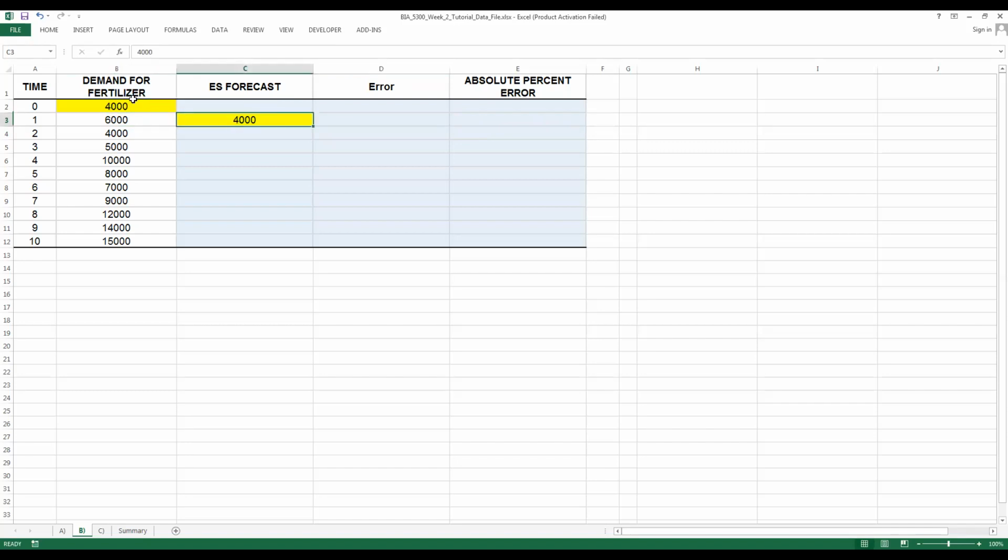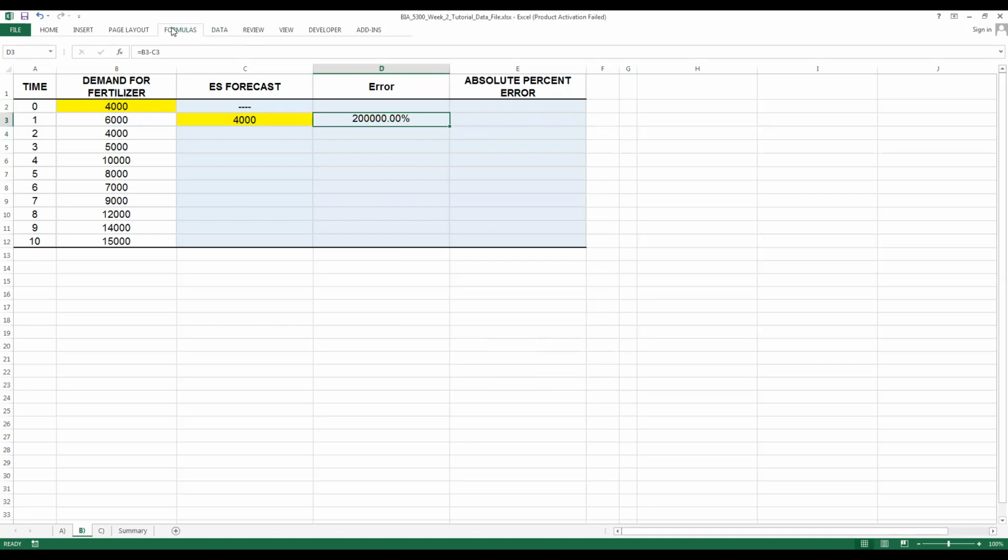Right? Why is it 4,000? Because it's equal to this one. Right? We don't have an exponential smoothing up here. There's nothing up here. Right? But here we have 4,000. That's our starting point. What's the error? Well, the error should be just the actual minus the forecast.